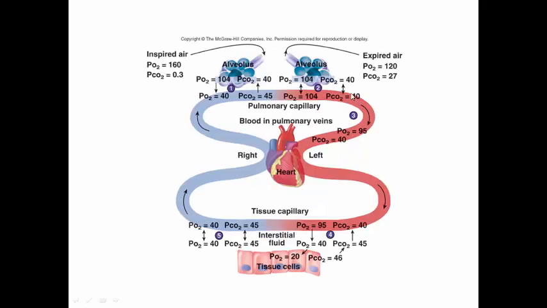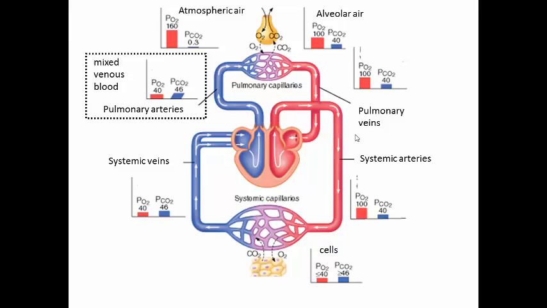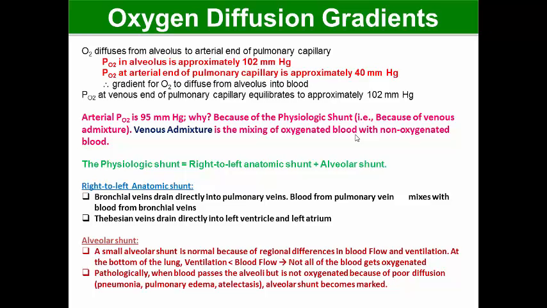We mentioned here that the partial pressure of oxygen is from 100 to 105 millimeters of mercury, while in the blood, which is now going to the left atrium and then going to the tissues, the partial pressure of oxygen is 95. So there is a decrease. The partial pressure of oxygen is decreased a bit. What are the reasons for this partial drop in the partial pressure of oxygen? This is because of what is known as the physiological shunt.